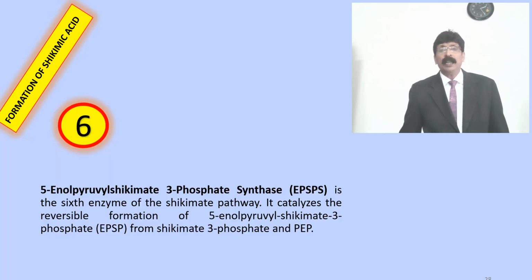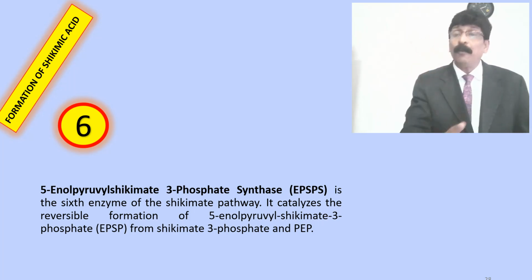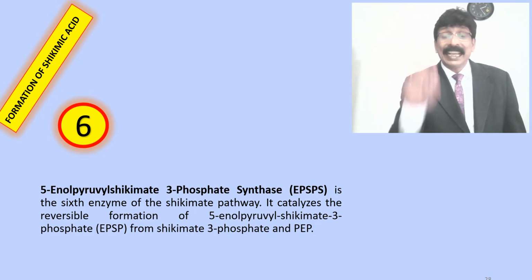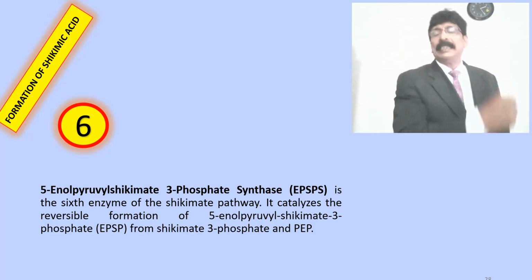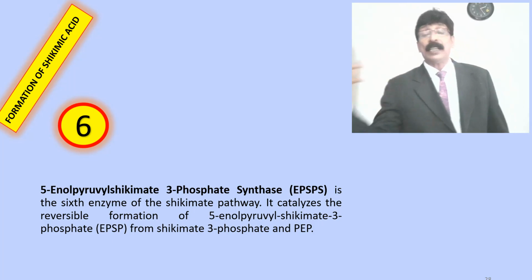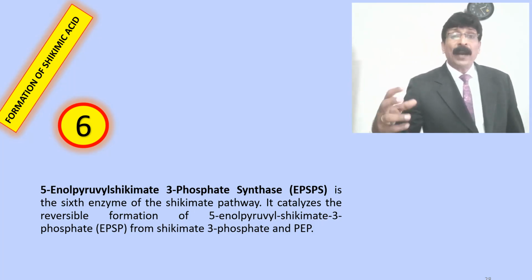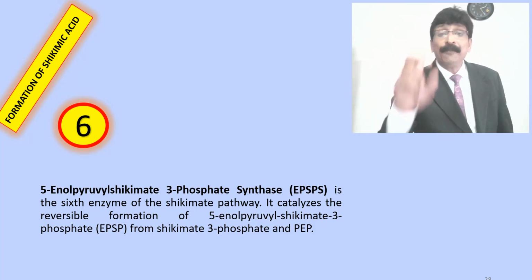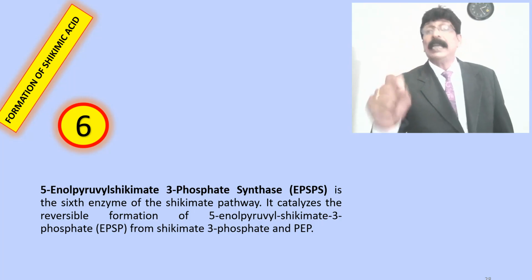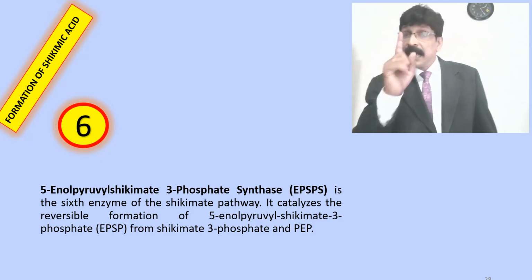And you can see the sixth enzyme which is used: 5-enol pyruvyl shikimate, because you are adding one pyruvic acid now to this shikimic acid to achieve chorismic acid. So, enol pyruvyl shikimate 3-phosphate synthetase, EPSPS, is the enzyme you should remember.